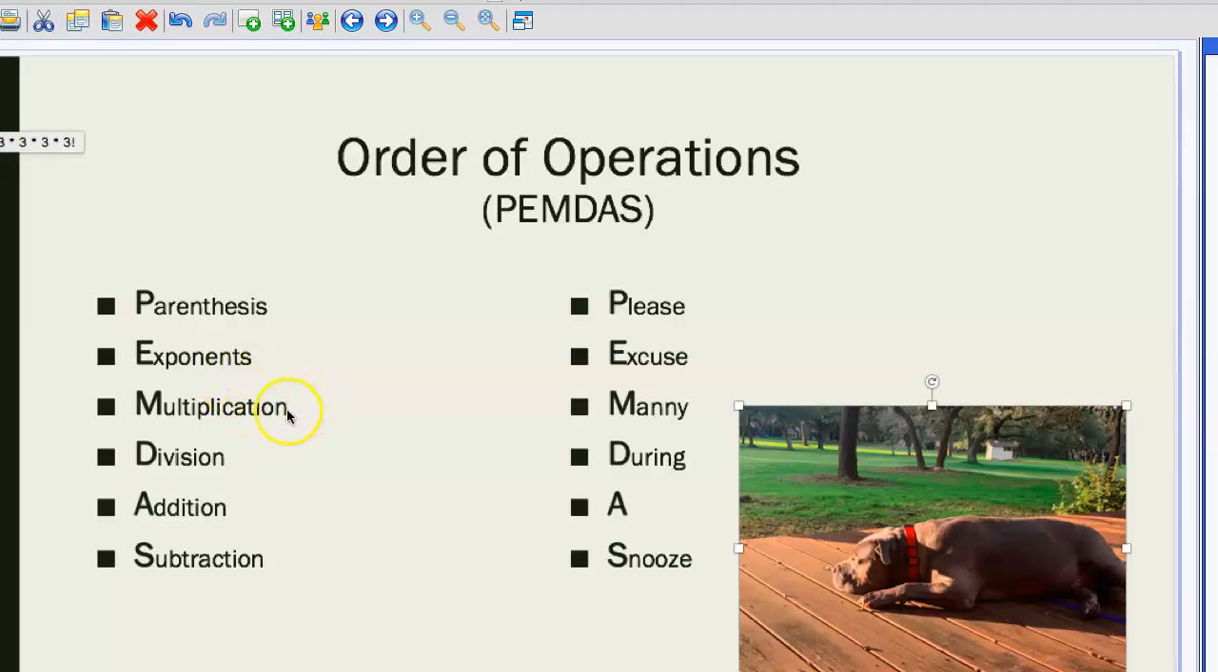Now, it's important to note that these two are equal. Multiplication and division are equal. You would, in that case, go left to right, and I'll show you what I mean on an example in a second.